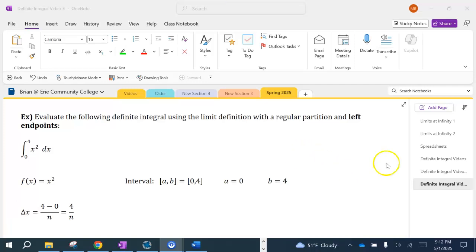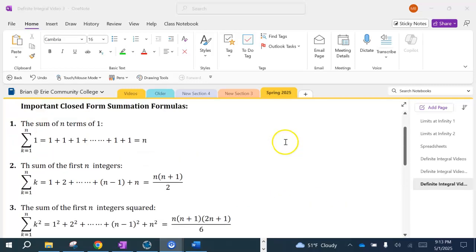Okay, welcome back. We're going to do another example of evaluating a definite integral using the limit definition. This time we're going to be doing the integral from 0 to 4 of the function x squared, but we're going to be using left endpoints, again, regular partitions, so we're going to break the interval from 0 to 4 up into n equal pieces.